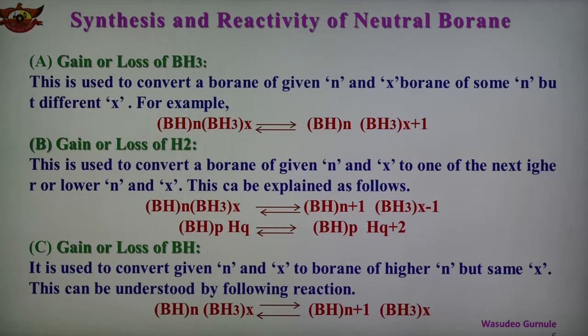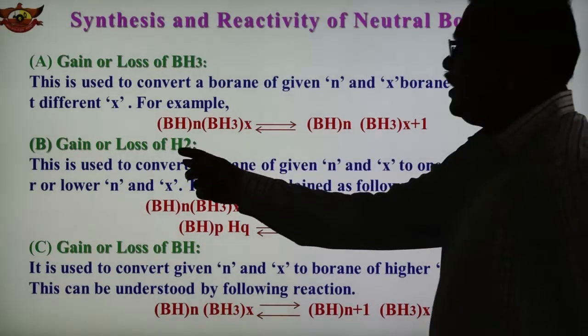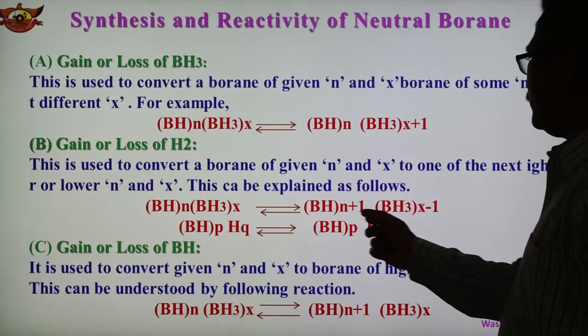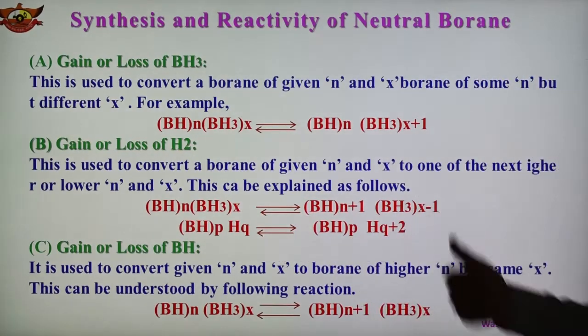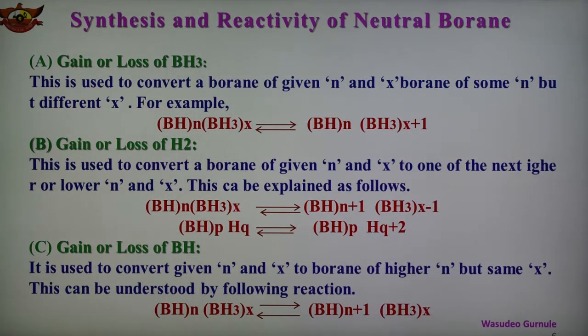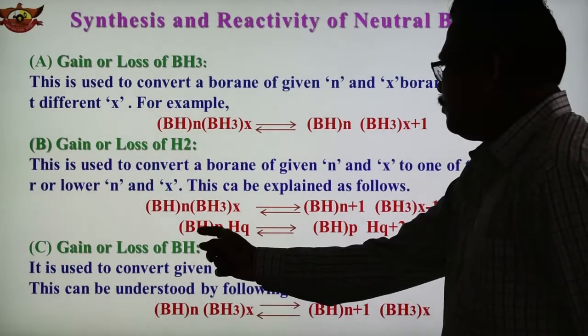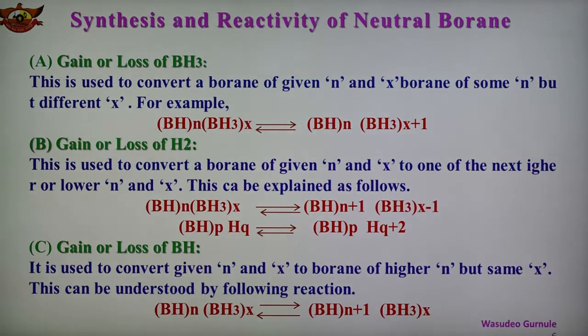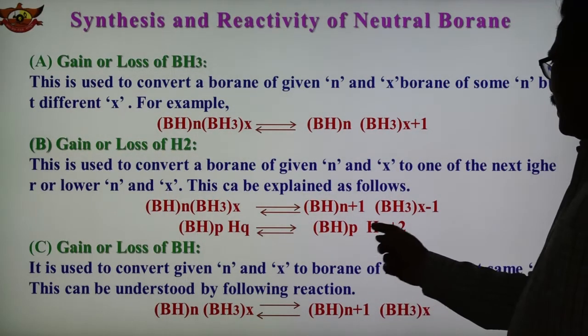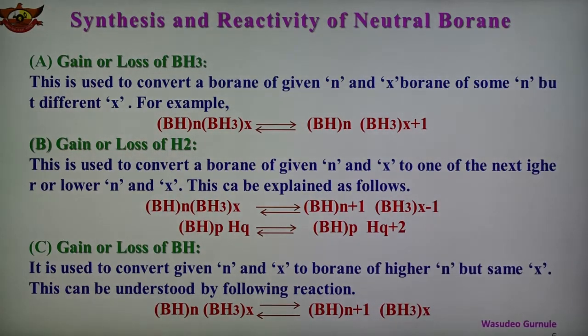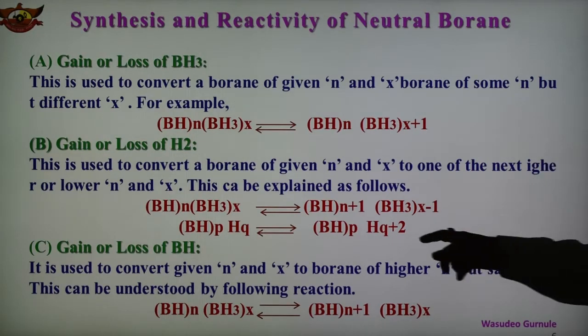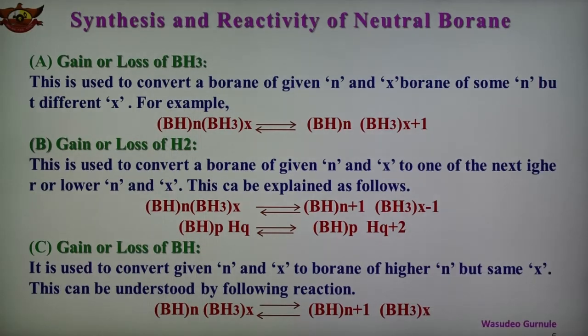So addition of hydrogen, because there is a gain and loss of H2: plus H2 we get this one, and back, minus removal of H2, we get the initial product. Another way is given here: BHP, HQ, then we get BHP and HQ plus 2, because we are adding hydrogen, so plus 2, plus 1 was there, now plus 2, so 2 molecules of hydrogen. So in this way, this is the second route of synthesis of the neutral borane.